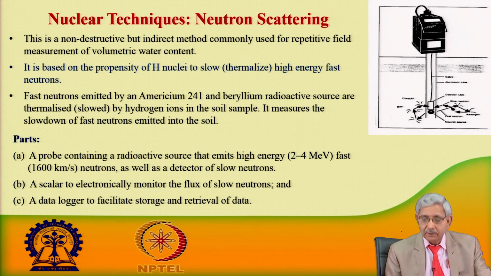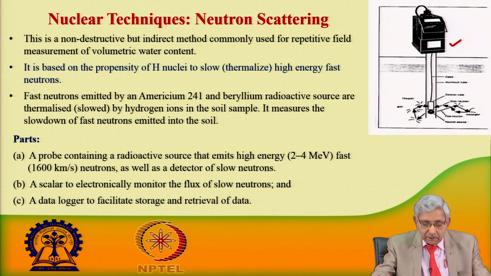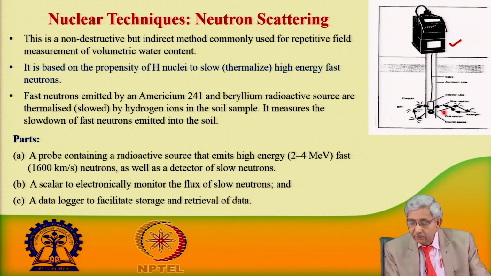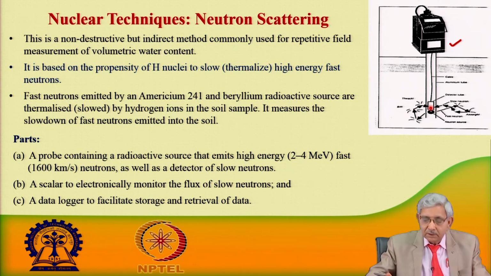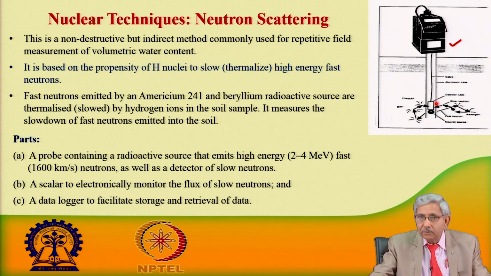So, it consists of 3 components. One component, at the top, is the counter unit. Then there is a probe, and in this probe there is a detector. From the source, the fast moving neutrons are emitted, and this causes thermalization of the neutrons.